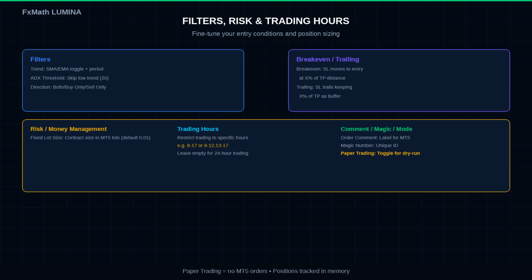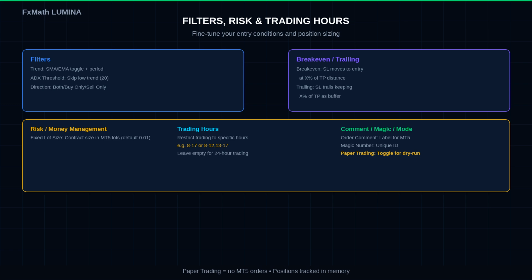Filters protect your trading. The trend filter uses SMA or EMA with configurable period. ADX threshold skips low trend environments, defaulting to 20. Direction lets you trade both directions or restrict to buy only or sell only. The break-even and trailing stop section moves your stop loss to entry once price reaches a certain percentage of the take-profit distance or trails it, keeping a buffer as price moves in your favor.